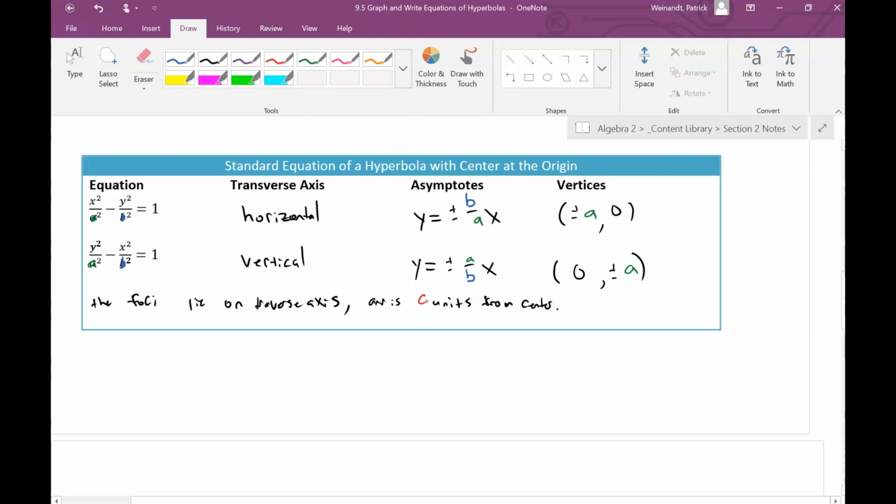And it's going to be related to the following in a similar way to the previous one, but not quite. And in this case, it looks just like the Pythagorean theorem. Your focus is going to be related as such: c squared equals a squared plus b squared.